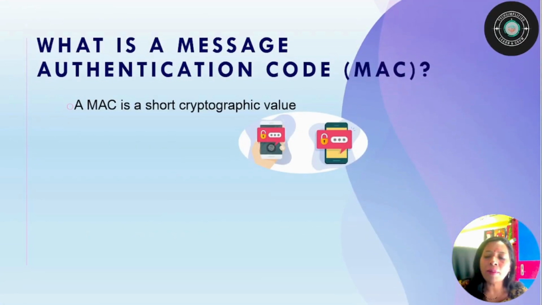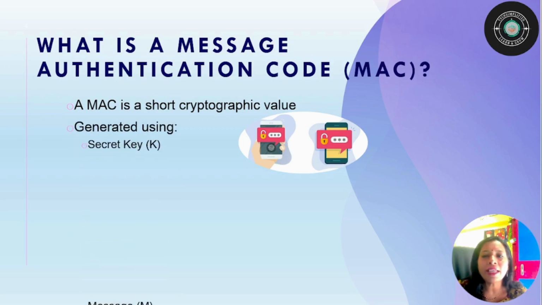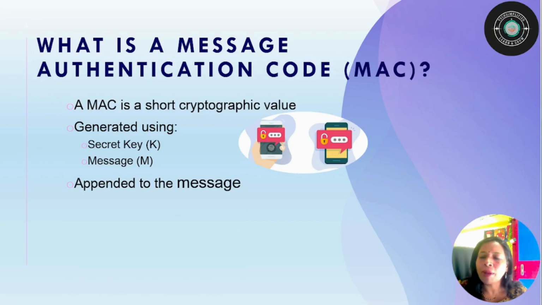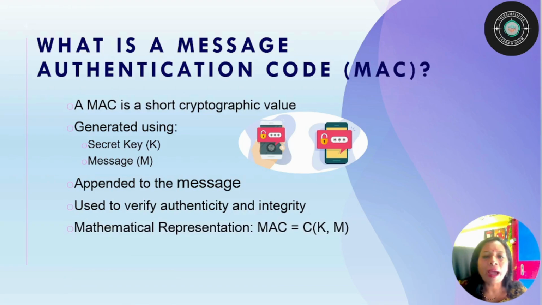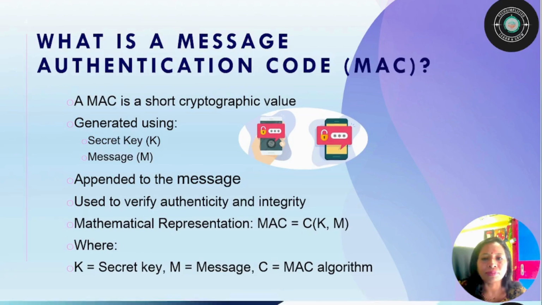Now let's define the MAC. MAC is a short cryptographic value generated using a secret key K and message M. The MAC value is attached to the message and sent to the receiver. Mathematically, MAC is calculated using a MAC function that uses the secret key K and message M. Unlike a hash function, MAC uses a secret key. So the key is the foundation of the security here.